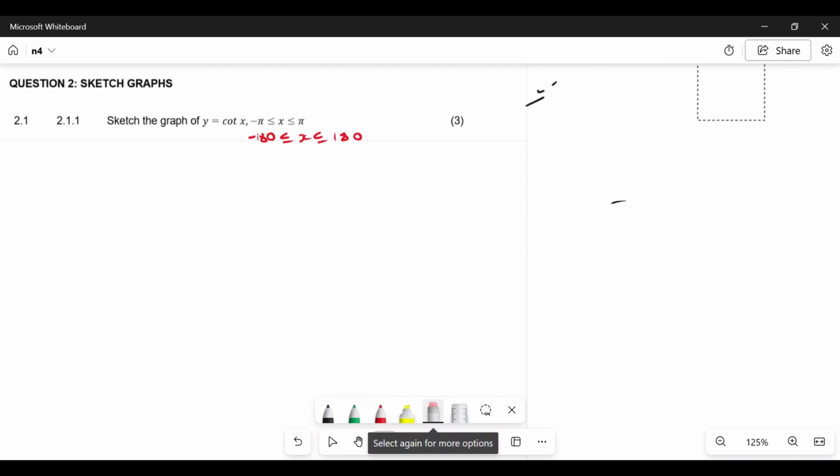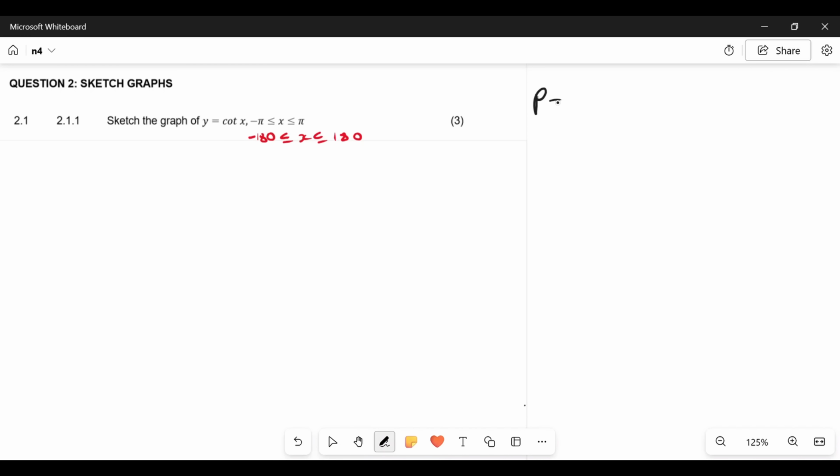Now let's continue. Let's look at this graph here. Now they want us to draw the cot graph. In order for you to draw the cot graph, there are a few things that you need to know. We need to find the period, and also you need to find the intervals. So let's start by finding the period.